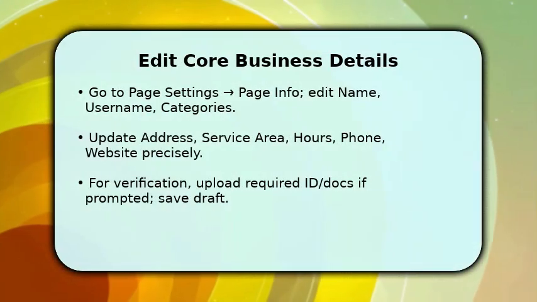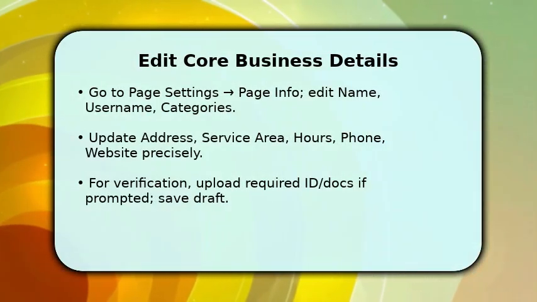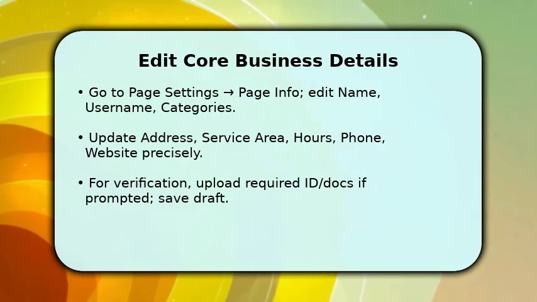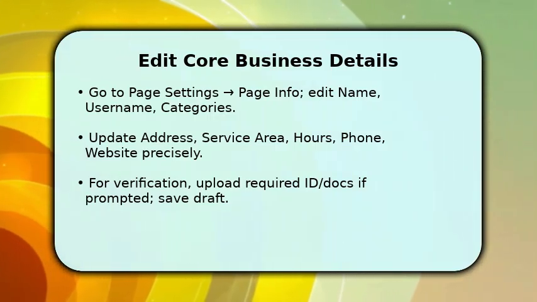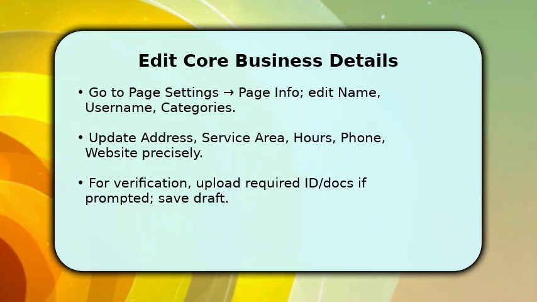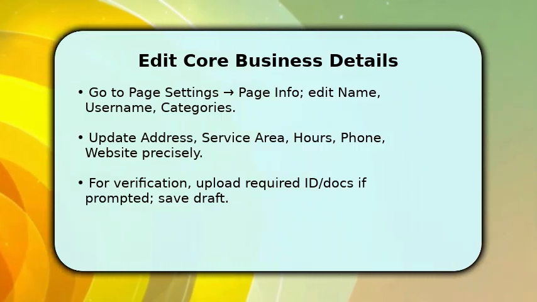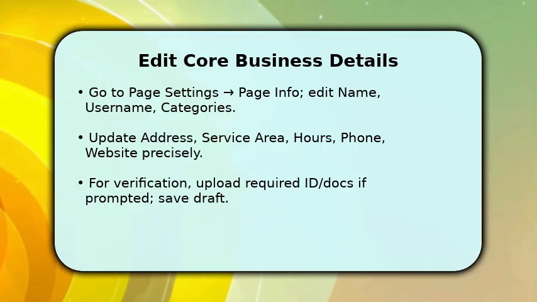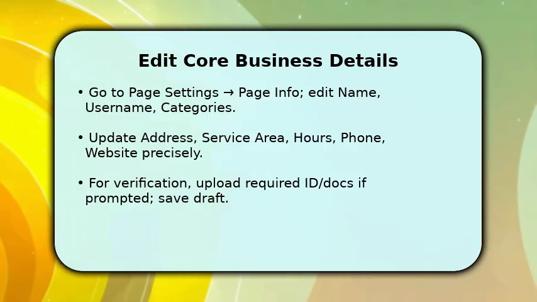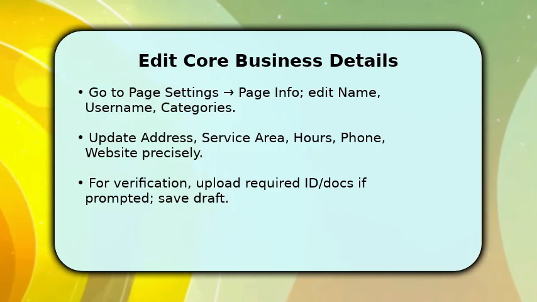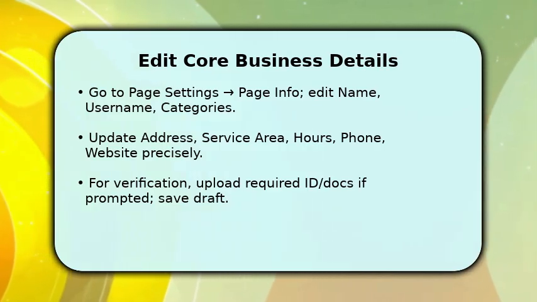Now you'll edit the core details. Navigate to Page Settings, then Page Info, and begin with name and username because these drive search and links. Once done, change categories to reflect services so Facebook displays the right call to action buttons. Next, update address, service area, hours, phone, and website. Be precise to avoid inconsistencies across platforms.